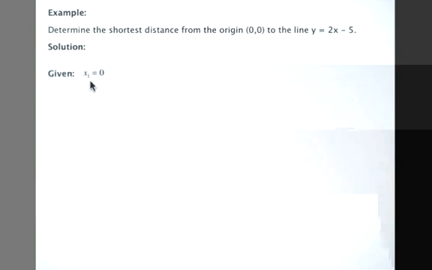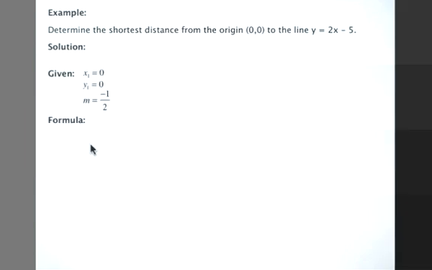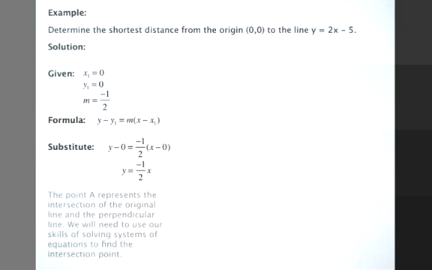So we're given x1 is 0, y1 is 0, and m is negative 1 over 2. So subbing in to our formula for the line, we get y minus 0 equals negative 1/2 x minus 0, which simplifies to y equals negative 1/2 x.